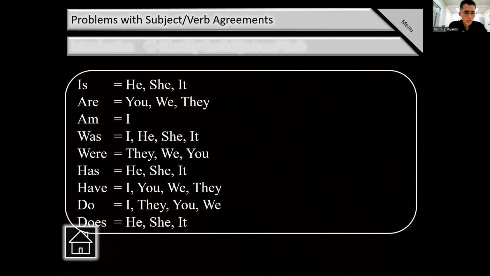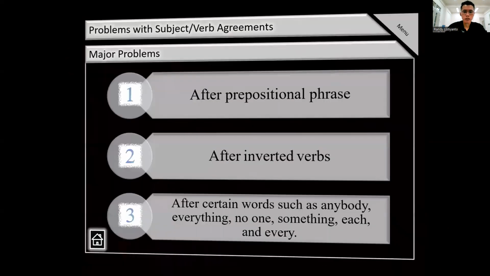The same goes with do and does. When you use the subjects I, they, you, or we, you choose do, while when you use he, she, and it as the subjects, you choose does. It's very simple. I think it just reminds you a little bit about the topic. Let's move on.